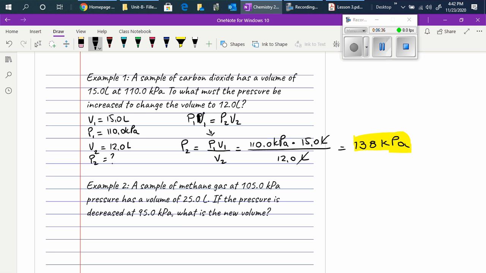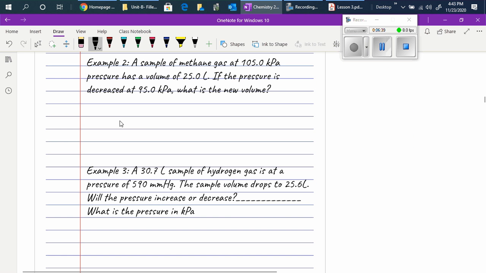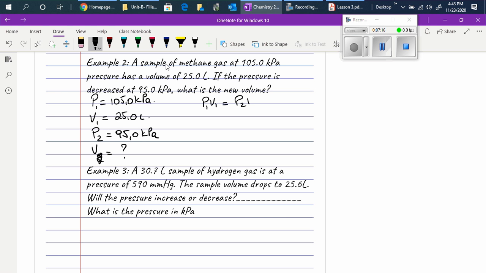Let's take a look at the second example, where we have a sample of methane gas with a pressure of 105 kilopascal and a volume of 25 liters. If the pressure is decreased now to 95 kilopascal, what is volume 2? So now, see, if the pressure is decreased, what are you expecting the volume to be? It will be an increase. Okay, so P1 V1 equals P2 V2.